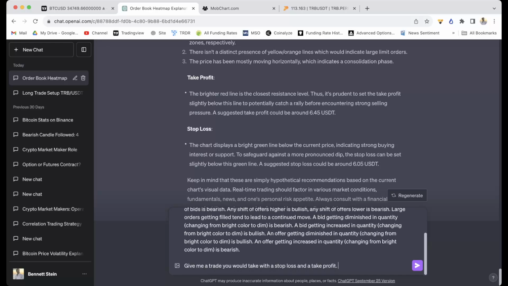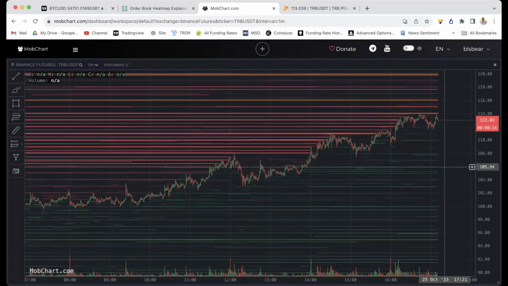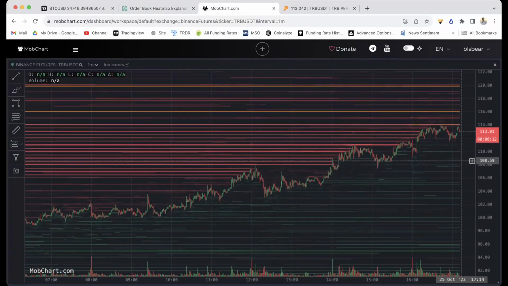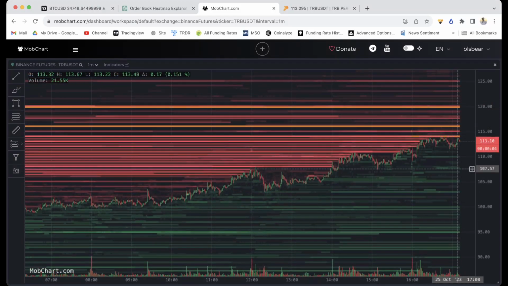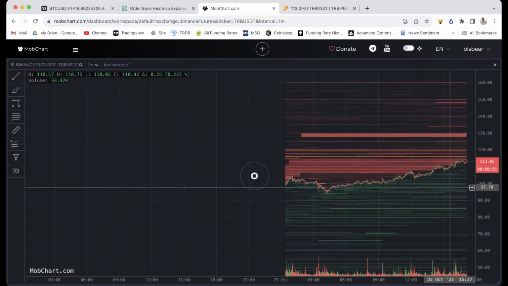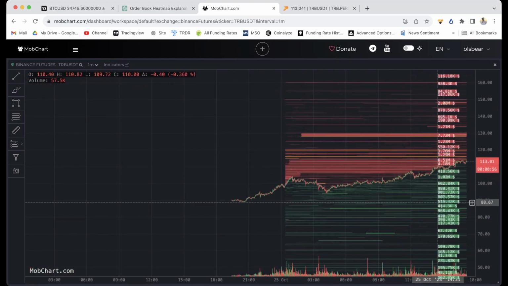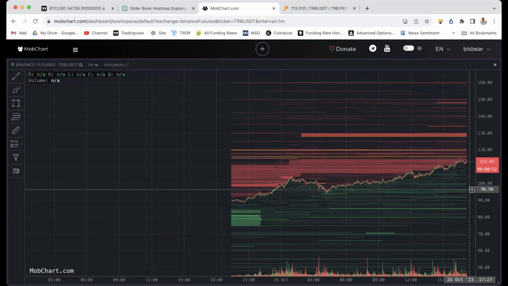Okay, now let's go find a chart for it to analyze. So let's go look at TRB, and just to make things easy, I'm going to give it this current chart. What I would say about this is it's a very complicated order flow chart. It's very bright. I don't know why it just got so bright, but there are a lot more limit sells than limit buys, which is a little bit complex because there's also a lot of bullish momentum, which can make things a little bit more difficult.